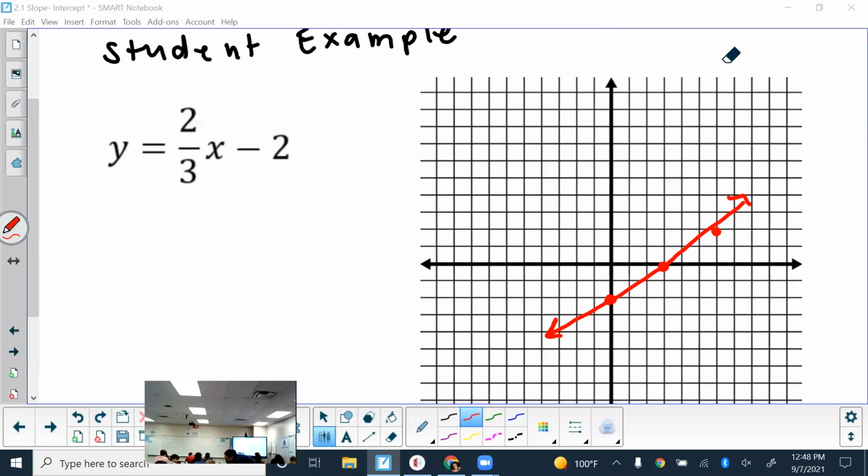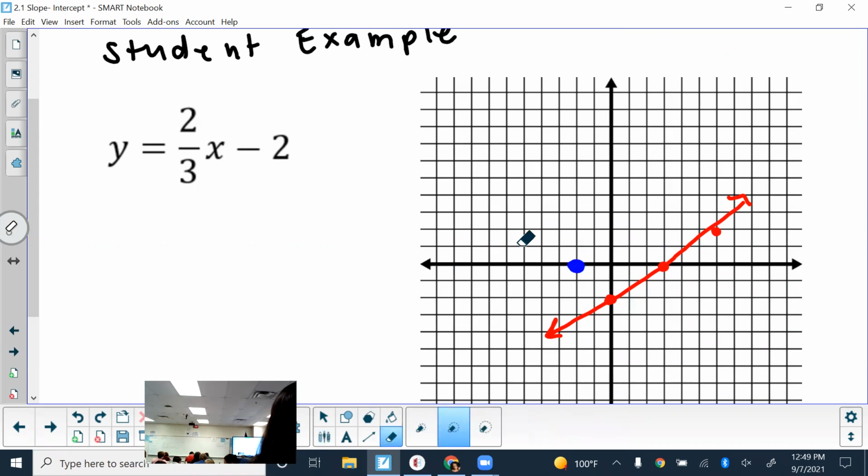Check your work compared to mine. Make sure that your y-intercept is at -2 on your y-axis, not on your x-axis. This would be wrong if you have it there. Don't put it there in the blue. Make sure that you're going up 2 and to the right 3. Did we go up 2 to the right 3 on your own paper? Yes. And did you fix it if you did it? If you did it, just fix it.